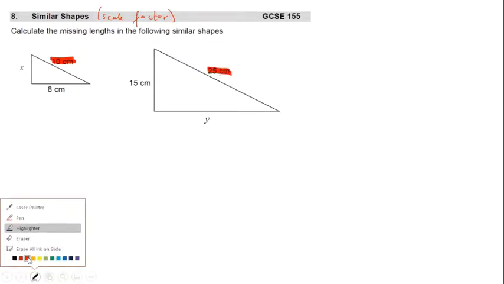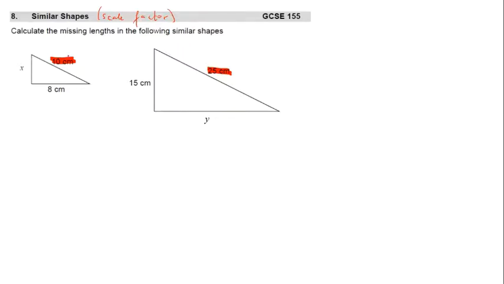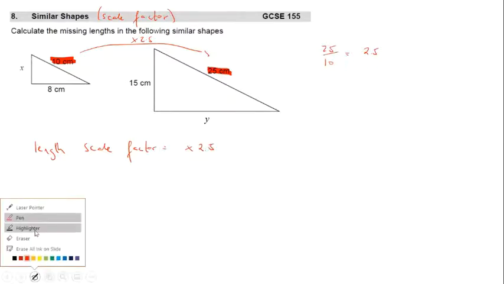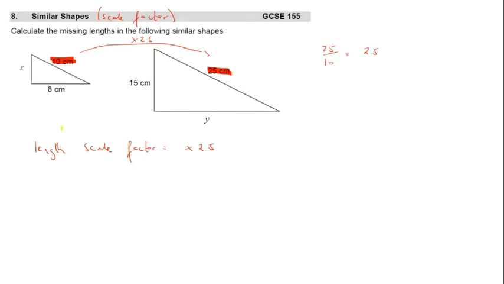So I'm trying to think now how many times bigger I've made 10 to get to 25. If you do 25 divided by 10, you get that this has been multiplied by 2.5. So for this one, this is called the length scale factor, which is 2.5.